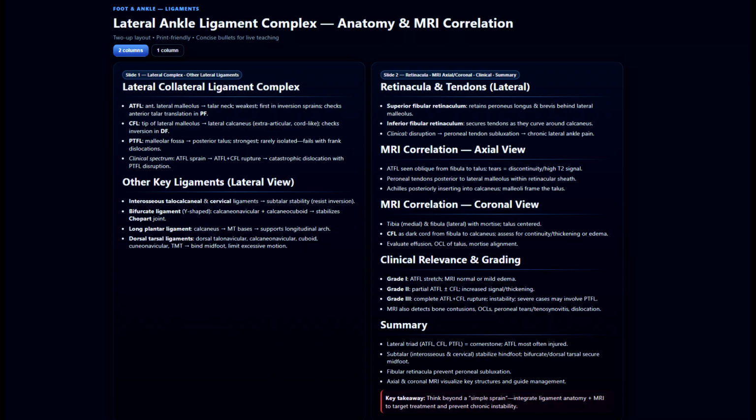functional anatomy, and imaging correlation is essential for every orthopedic surgeon and radiologist. It ensures that when you see an ankle sprain, you don't just think of a simple ligament tear, but rather of the complex three-dimensional stabilizers that must all be considered to restore proper function.